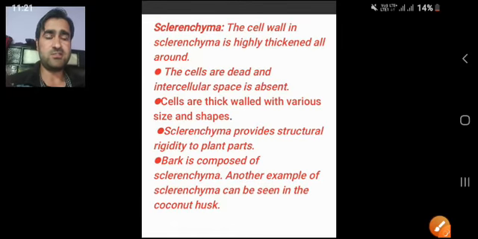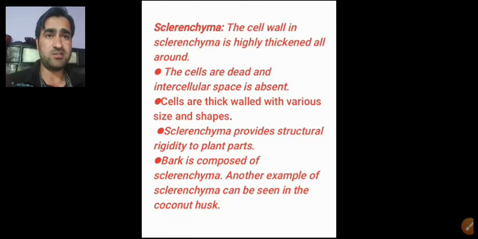Then we have the third type, that is the sclerenchyma tissue or sclerenchyma cells. In this case, the cell wall is highly thickened all around, not only at the corners, but the cell wall is highly thickened all around. The cells are mature cells, they are dead. Intercellular space is absent because they have to provide structural rigidity.